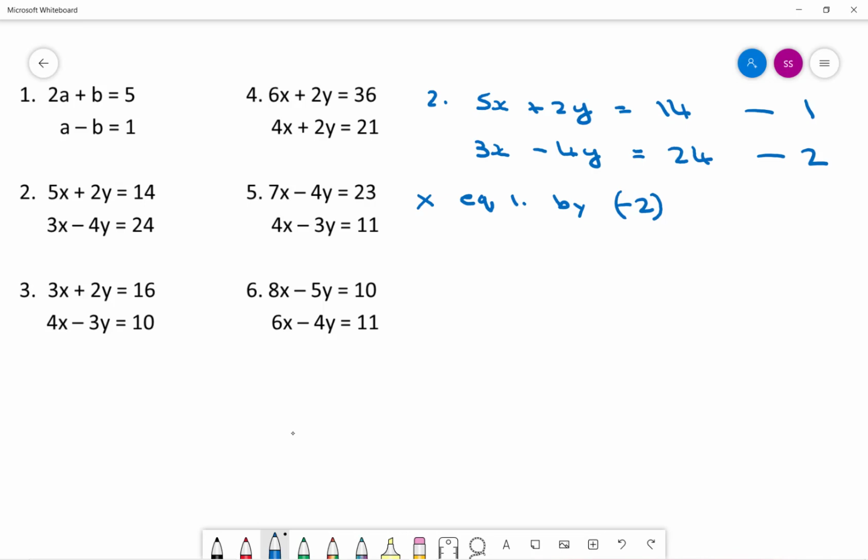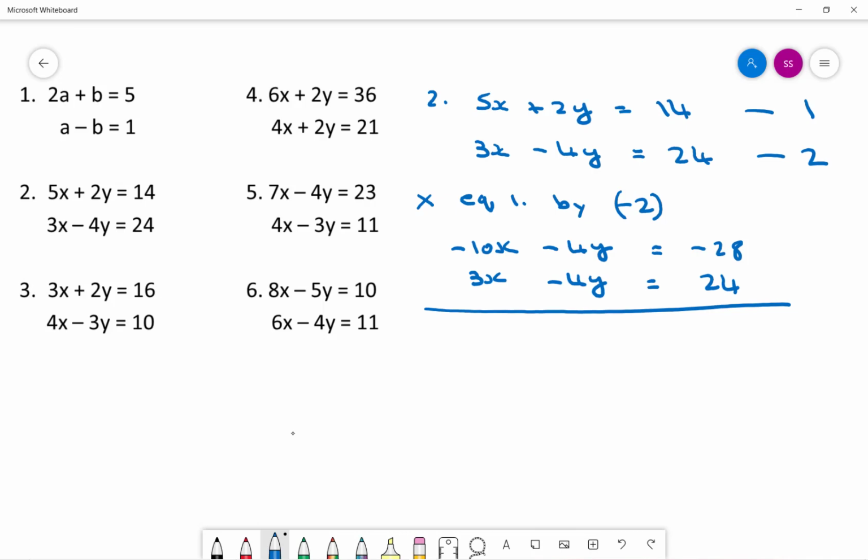And if I do that, my y terms will then be the same. So if we multiply that through then, 5x times negative 2 is negative 10x. 2y times negative 2 is minus 4y. And 14 times negative 2 is negative 28. We'll leave our second equation alone. And now you can see my y terms are the same, which means if I subtract the 3x minus 4y equation from the minus 10x minus 4y equation, the y terms will cancel.